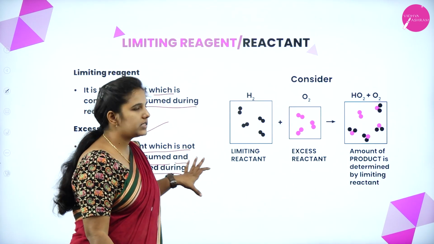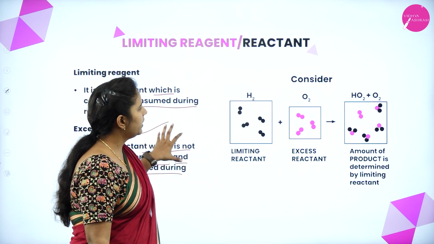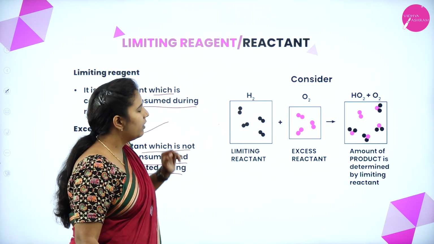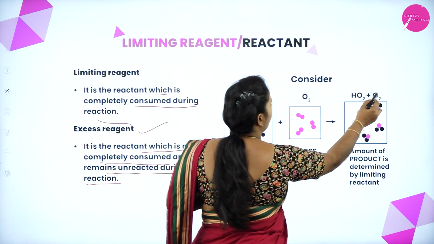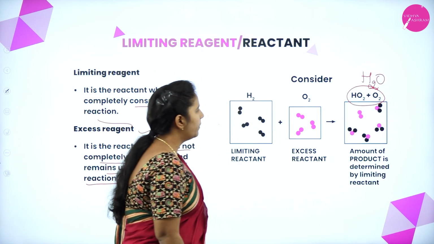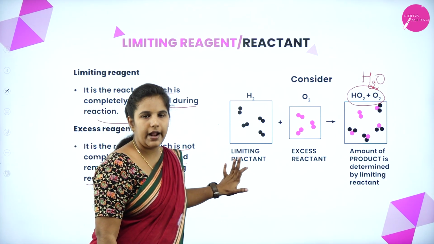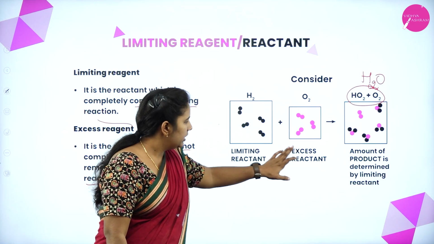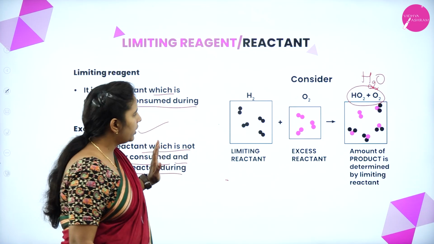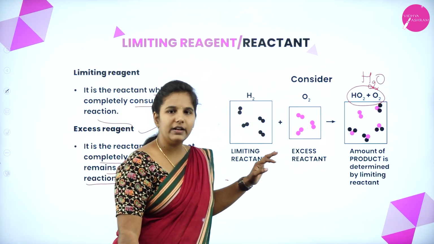You can take the example of the formation of water. Here you can see hydrogen combining with oxygen, forming water. I am considering hydrogen as the limiting reagent and oxygen as the excess reactant. If the limiting reactant reacts with the excess reactant, it will form a product.